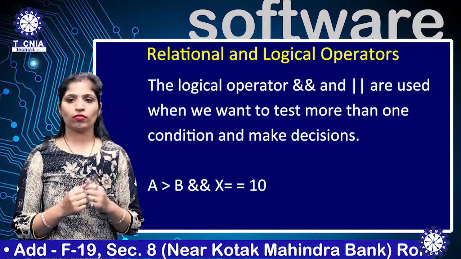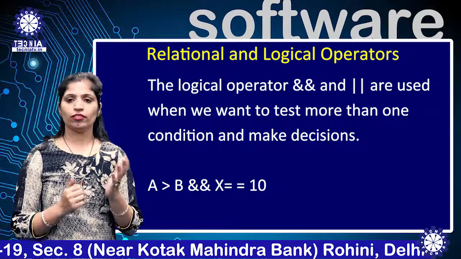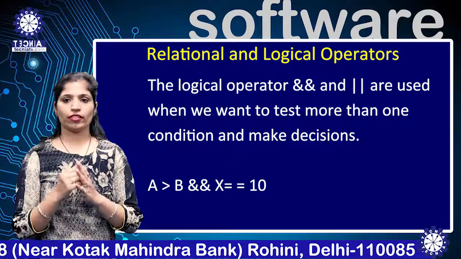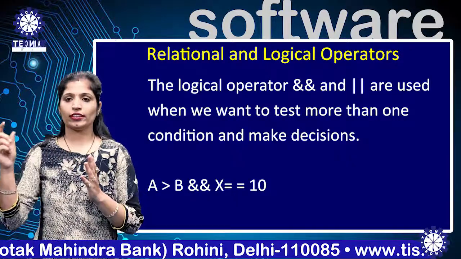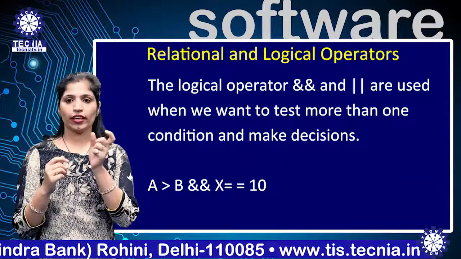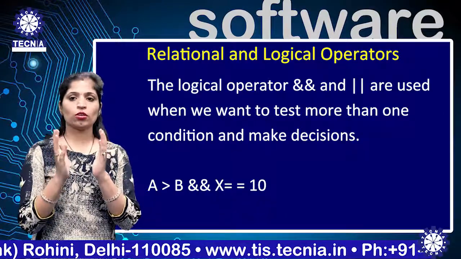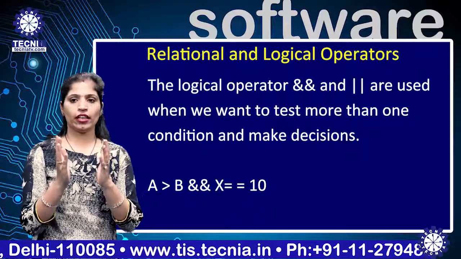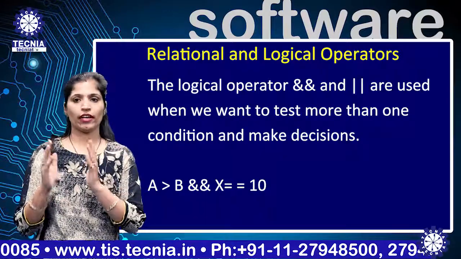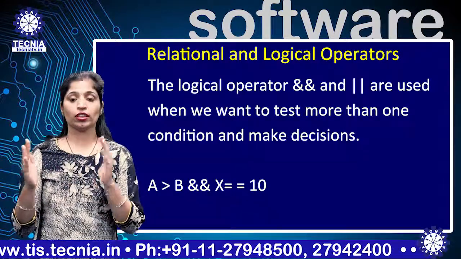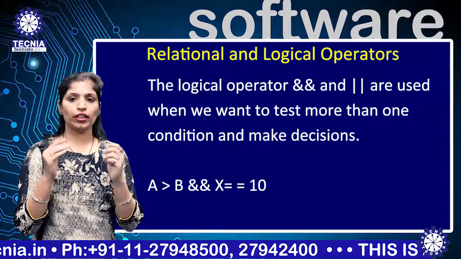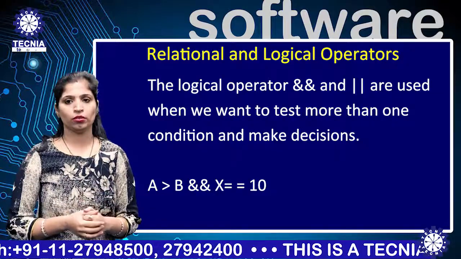Some examples of logical operators are if A is greater than 55 and salary is less than 1000. Here A defines the age, so age should be greater than 55 and salary should be less than 1000. It will be true only if both conditions are true.